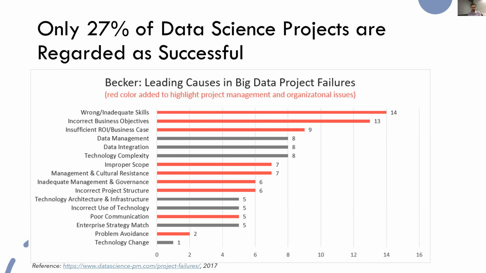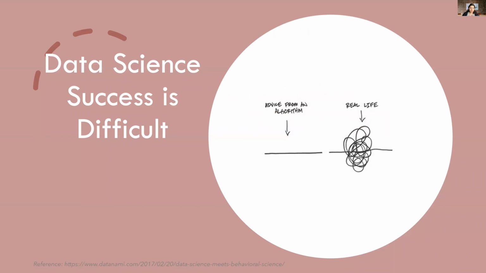That makes a lot of sense. So we come to this point that data science success is not easy. In theory, it might be very streamlined, but in real life, you have to go literally around the circle so many times and detangle a lot of areas to finally get to some point. And even so, it might not necessarily be 100% success.